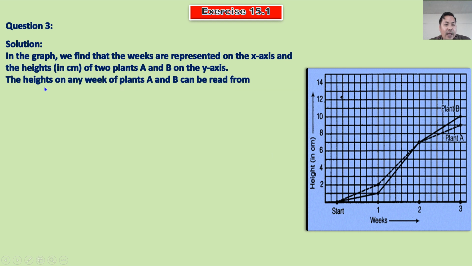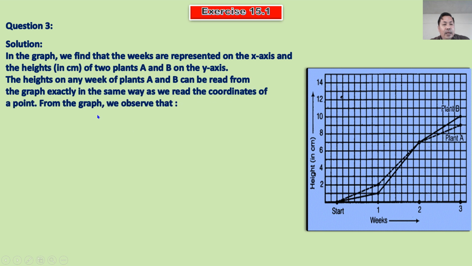Then the height on any week of plants A and B can be read from the graph exactly the same way as we read the coordinates of a point. The points on the graphs are the coordinate points of x and y, isn't it? That is the way we can read.